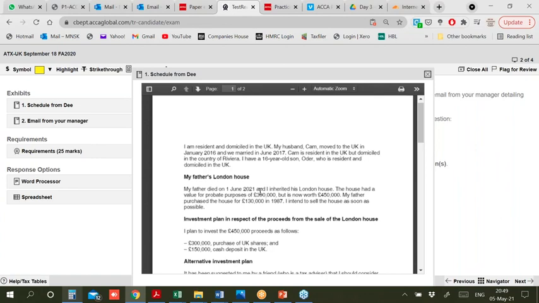Okay, my father purchased the house for 130,000 in 1987. That doesn't really matter. I intend to sell the house as soon as possible. So now I know that she is planning to sell the house. So I have to tell her, if the requirement asks at any particular point, that the gain attributable to CGT will be the difference between the probate value, that is 390, and the market value, that is 450. So around £60,000 will be subject to capital gains tax.